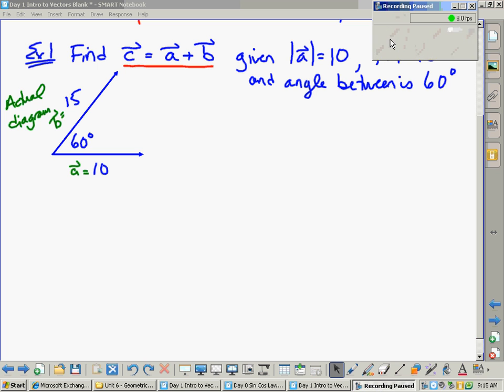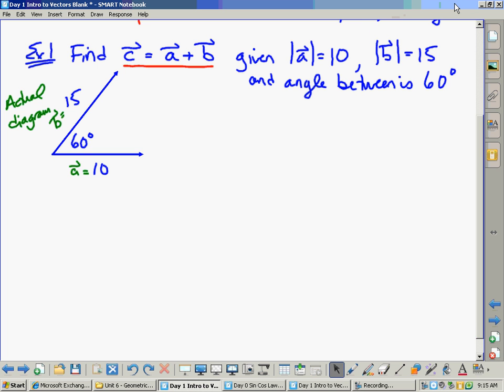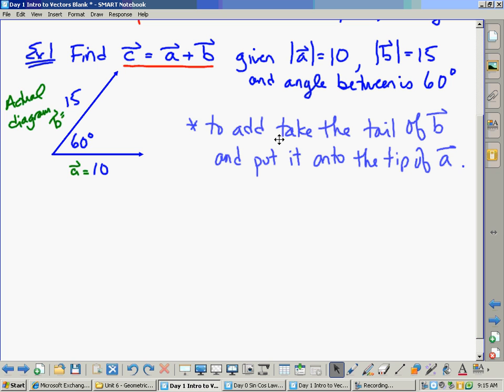To add them, we have a special process of adding vectors. To add vectors, you take the tail of B and put it onto the tip of A. So take the tail of B and put it on the tip of A. So I'm going to try and recreate this in a vector diagram. So you see that this is the actual diagram, and we'll replicate this using a vector diagram to do the math. They're two very, very different things.